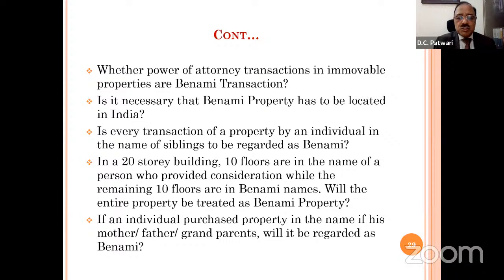Next is, if an individual purchases property in the name of his mother, father, or grandparents, will it be regarded as Benami? If an individual purchased in the name of parents or grandparents from his own sources, it will be treated as Benami, unless it is in the joint name. The complete ownership in the name of another is possible in the case of spouse and children. That is not there in the case of parents or grandparents.